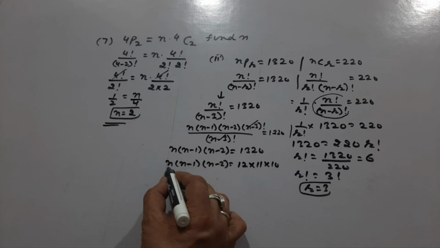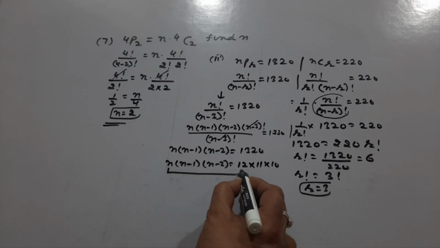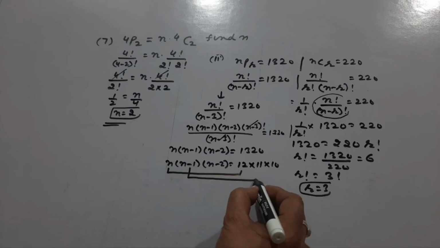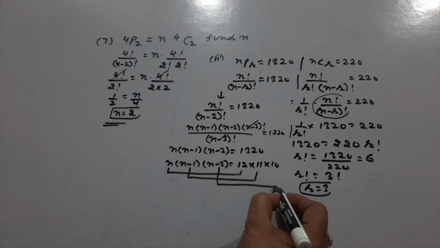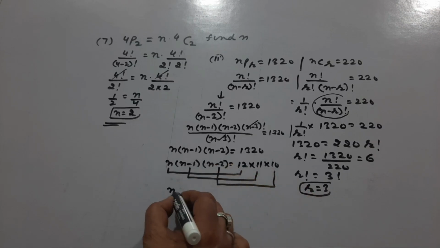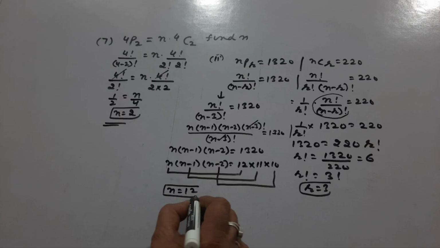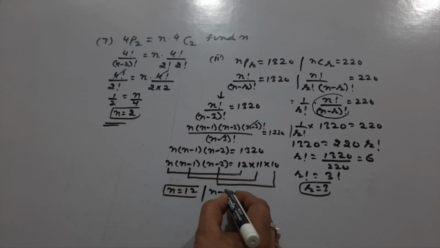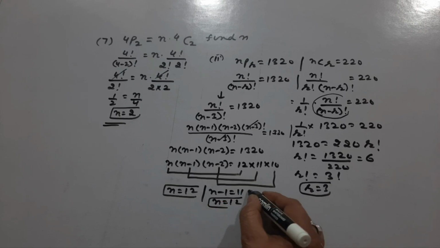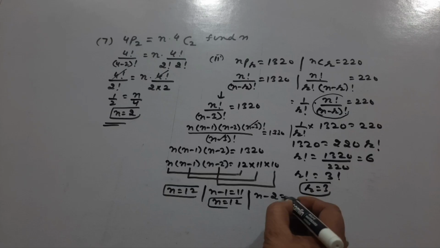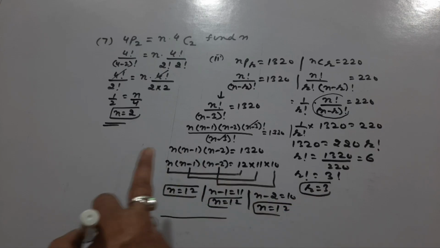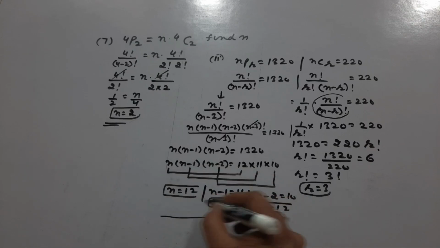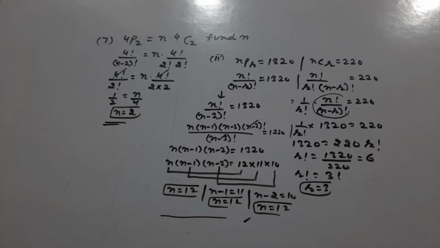Now we can compare either n with 12, or n minus 1 with 11, or n minus 2 with 10. We have to compare any one of them. If I compare n with 12, n is 12. If we compare n minus 1 with 11, then n comes out as 12. And if I compare n minus 2 with 10, then n comes out as 12. So we have to compare any one of them. In all the cases n will be the same, so we get n equal to 12.